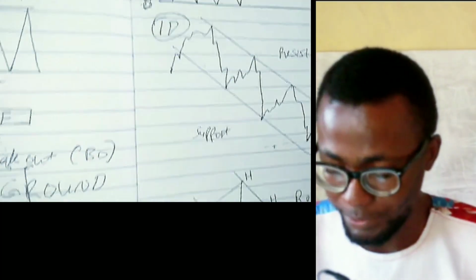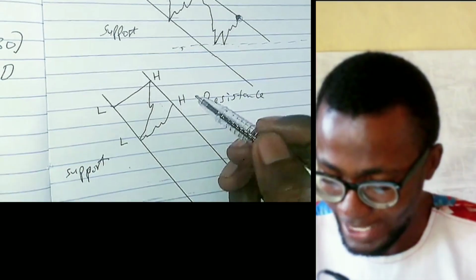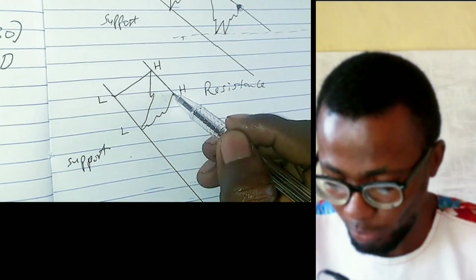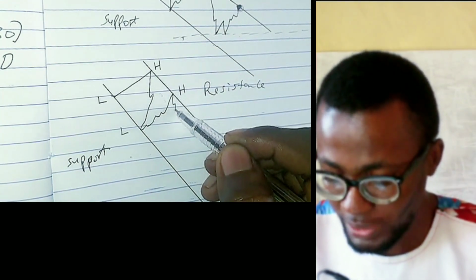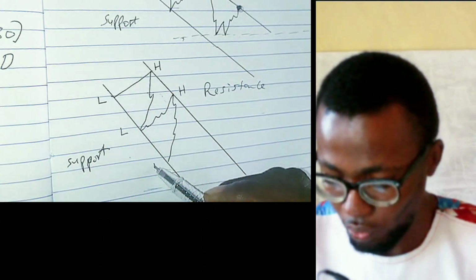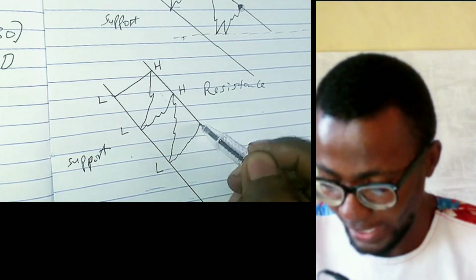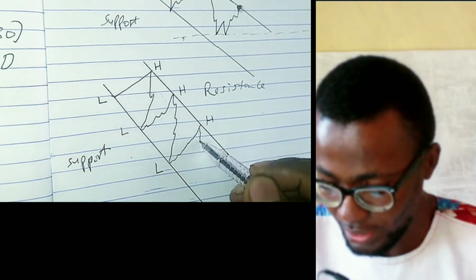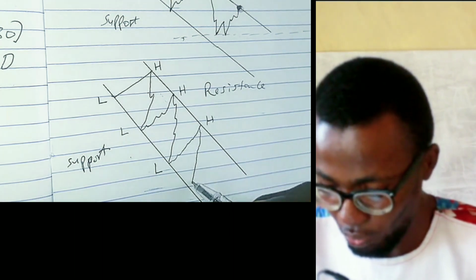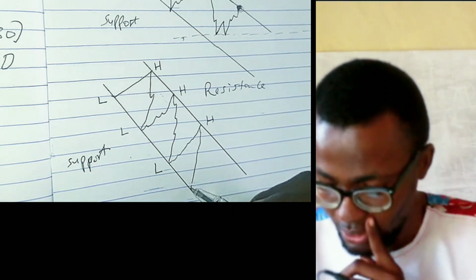Okay. Now, the highs will prevent it from going up any more, right? So now it will go down again. This is the low. It will go back up. This is the high. It will go down again. This is the low. Now, this is the low.